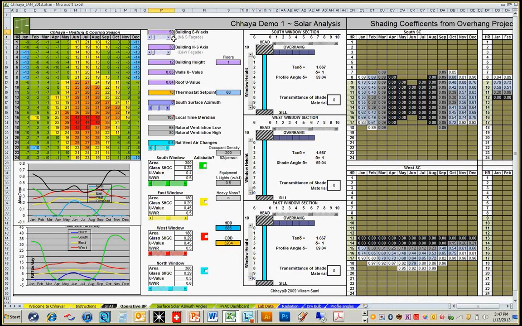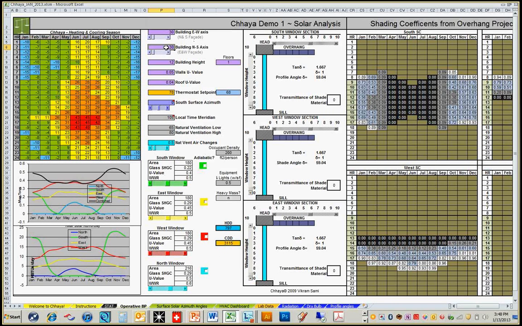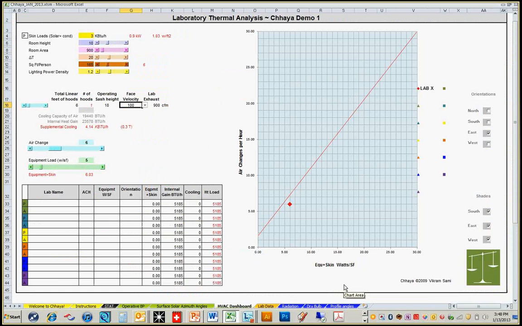So firstly, I'm just going to do a 30 by 30 cube. And what we're going to do is assume a part of the building that is attached to a larger building. So it's got just one or maybe two exposed surfaces. So I'm going to go over to the HVAC dashboard. This is basically set up for a laboratory thermal analysis, but it could be used for any building.